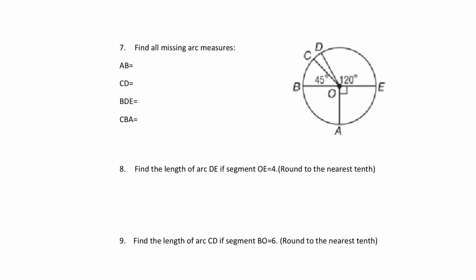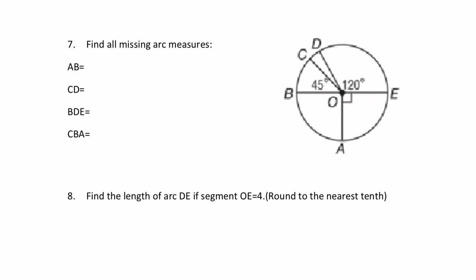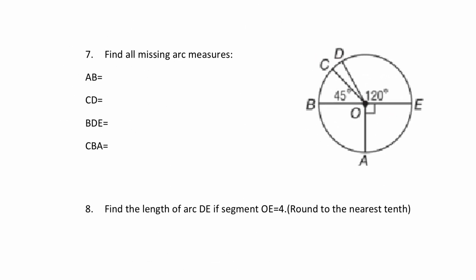So let's flip it over and look at the back of your warm-up. Okay, so on the first one, we're looking for AB. So AB is this arc right here. How many degrees is that arc going to be? 90. Yeah, if this is 90 right here, then this is going to be 90, which means this arc is 90.